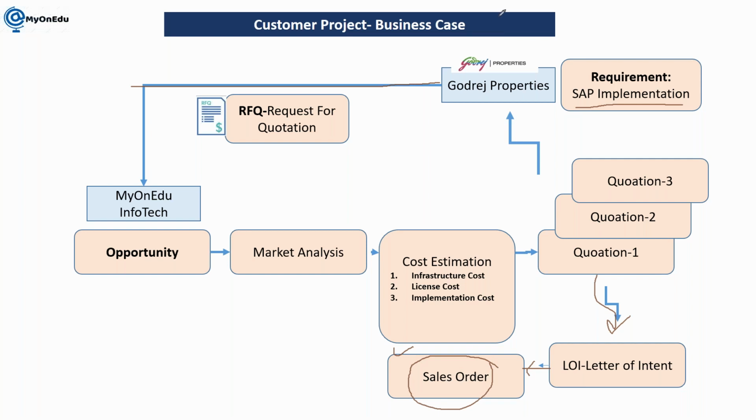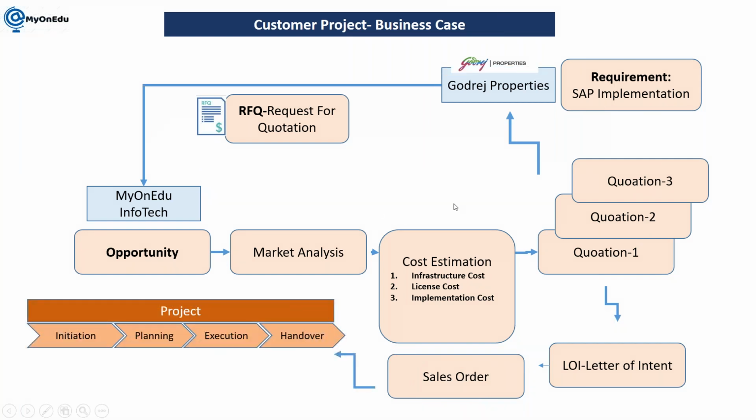Okay, so this is a customer project scenario. Once we get the sales order, based on my sales order, we will create a project in project system. Then we will have initiation, planning, execution and handover. So it is basically based on my order. It is not directly from us. It is based on my order.